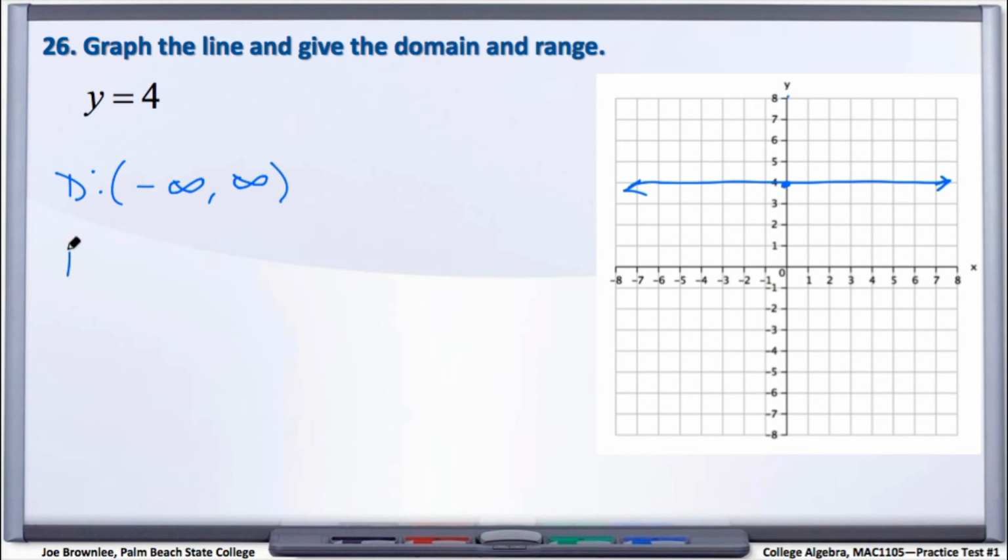How about the range? What are the possible y values of this graph? Well, let's see. This is a constant function, isn't it? This has a slope of 0. And so the only y value that this graph will ever have is 4, right? So that's our range. We'll simply say 4. And notice we use brackets because we want to include that value as being a possible y value. But it's the only y value because it's a constant function. And so there we have it. We've graphed the line and we gave the domain and range.